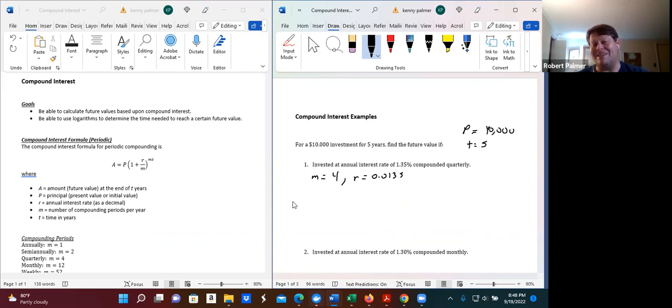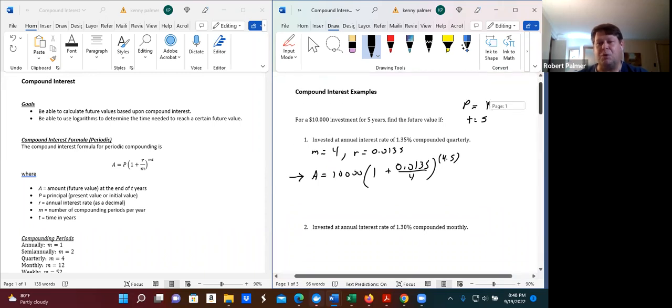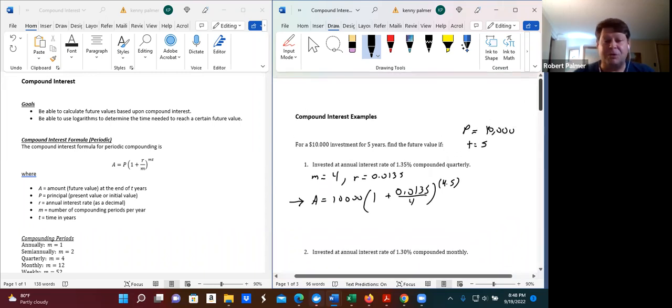Now, if we plug all this in, what we'll have is that the amount is going to be 10,000 times 1 plus 0.0135 divided by 4. Then our exponent is 4, which is our M times T, which is 5. Okay, now what I'm going to do is I'm actually going to use Desmos to calculate this.